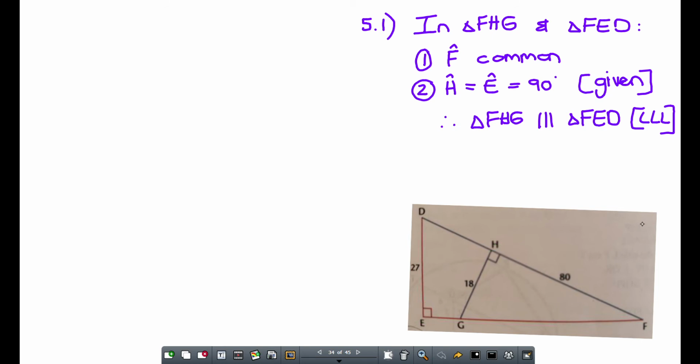En nou het ek klaar twee van my drie hoeke. And the third angle will eventually then also be the same if I take 180 minus, so I didn't have to go any further. So dan kan ek sê driehoek FHG is gelykvormig aan FED, and the reason angle, angle, angle. Okay. Any questions?